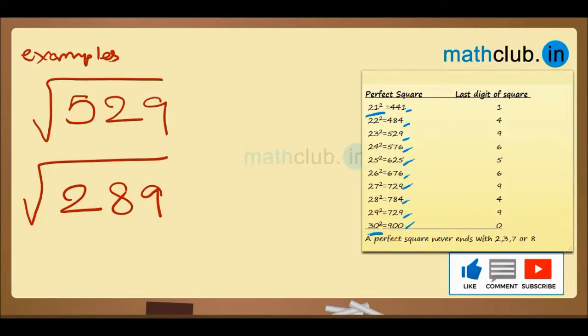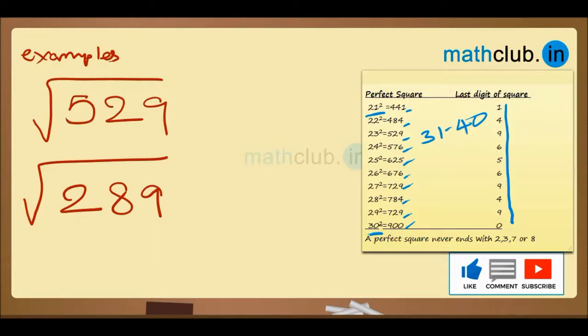Even if I take 31 to 40, the last digits of the squares remain the same. 31 square ends with 1 only, 32 square ends with 4 only, 33 square ends with 9 only. So the last digit cycle, that is 1, 4, 9, 6, 5, 6, 9, 4, 9 and 0, repeats for every 10 numbers. That is 31 to 40, the last digits are the same. 41 to 50, the last digits are the same.